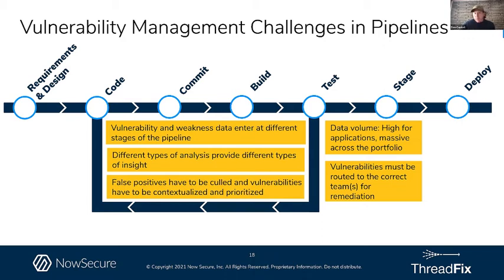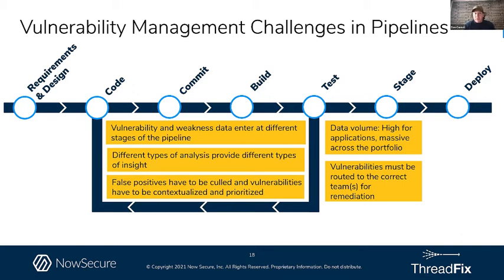And so a real challenge is that you have this vulnerability and weakness data coming from your automated code review. That's going to enter the pipeline, or be exposed at one point in the pipeline. These different types of analysis are going to provide different types of insight. What you're going to get from a web application scanner is going to be a different perspective of potentially even the same vulnerability that gets exposed by static analysis.